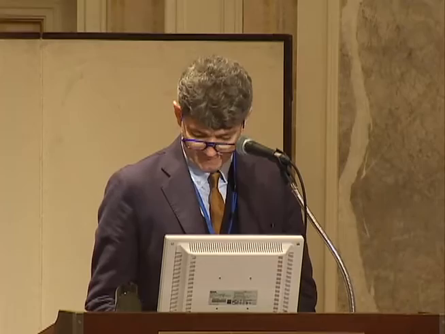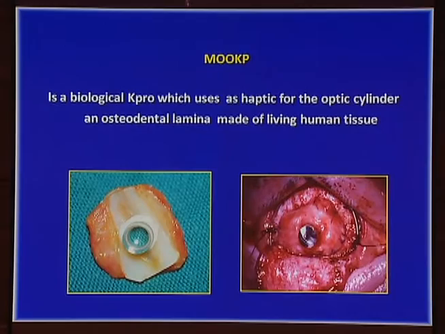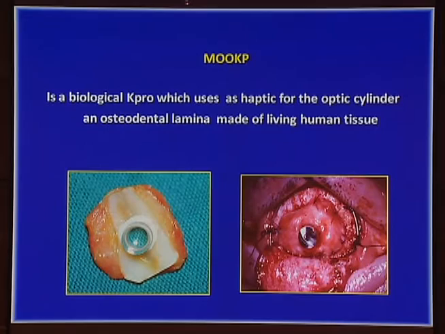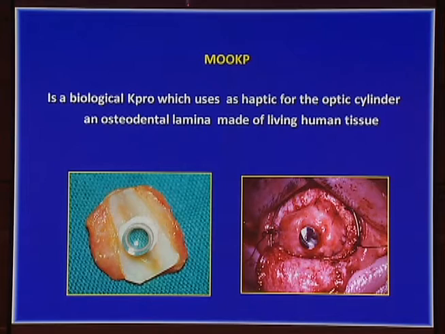MOKP is a biological keratoprosthesis. It's the only keratoprosthesis, together with the osteo-odonto tibial keratoprosthesis, which uses as haptic for the optic cylinder a biological haptic. In our case, the haptic is an osteodental lamina made of living human tissue, that is a tooth taken out of the blind patient.